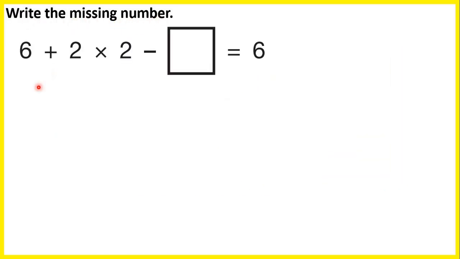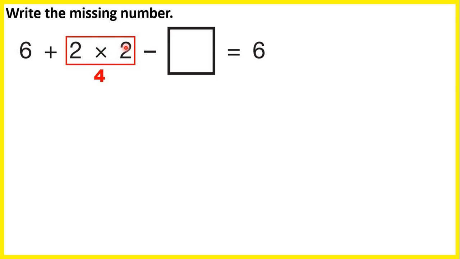Write the missing number. We have 6 plus 2 times 2 minus something equals 6. So here we have a calculation with mixed operations. We have addition, multiplication and subtraction. And we need to remember that we do multiplication before we do addition and subtraction. And the way I remember that is that addition and subtraction are easy, and we leave the easy stuff till the end. So we need to do the multiplication, so do 2 times 2 first.